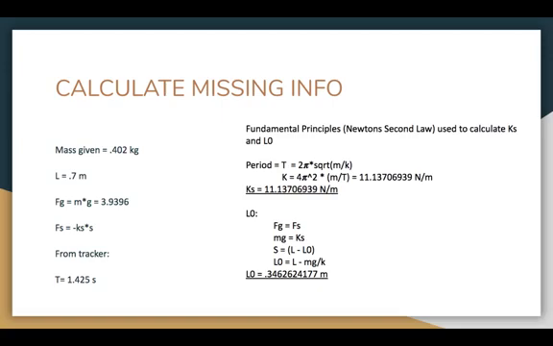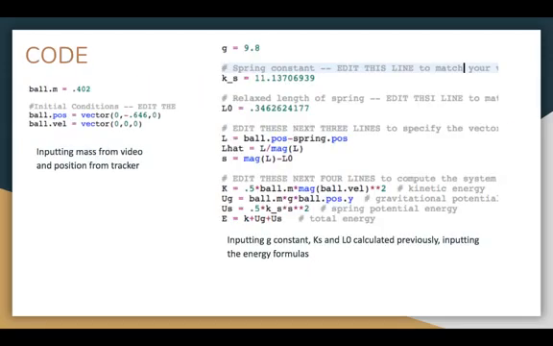We also know that since net force equals 0, we can set the gravitational force equal to the spring force and find the change in s, and through that, get the resting length of the spring to be 0.346 meters. In the code, we input the mass in the video and the initial position from Tracker.